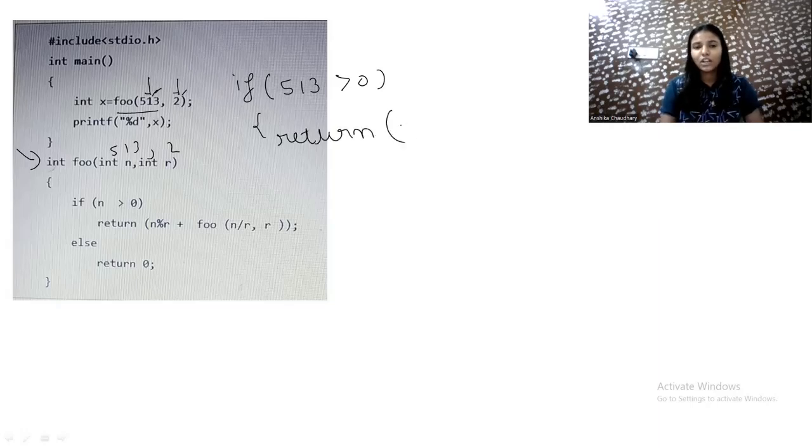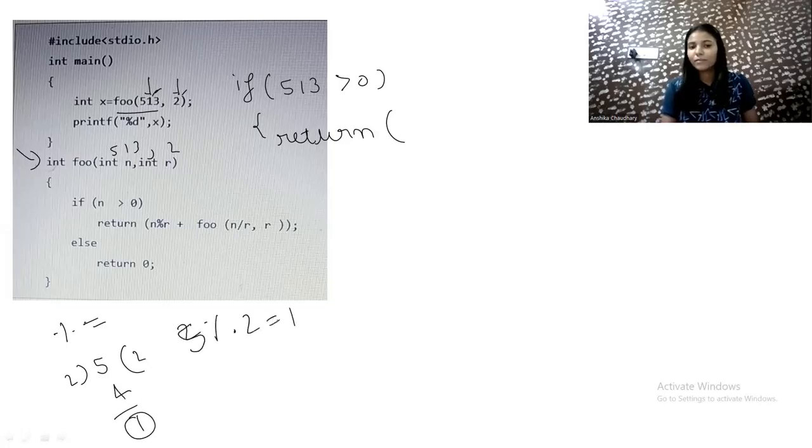n modulus r. So what does the modulus operator do? It gives the remainder. Whenever we divide a number by another number, it gives a remainder. Suppose I divide 5 by 2. What do we get? 2 2s are 4 and the remainder is 1. So 5 modulus 2 will be 1. So that is how it works. Now n modulus r.